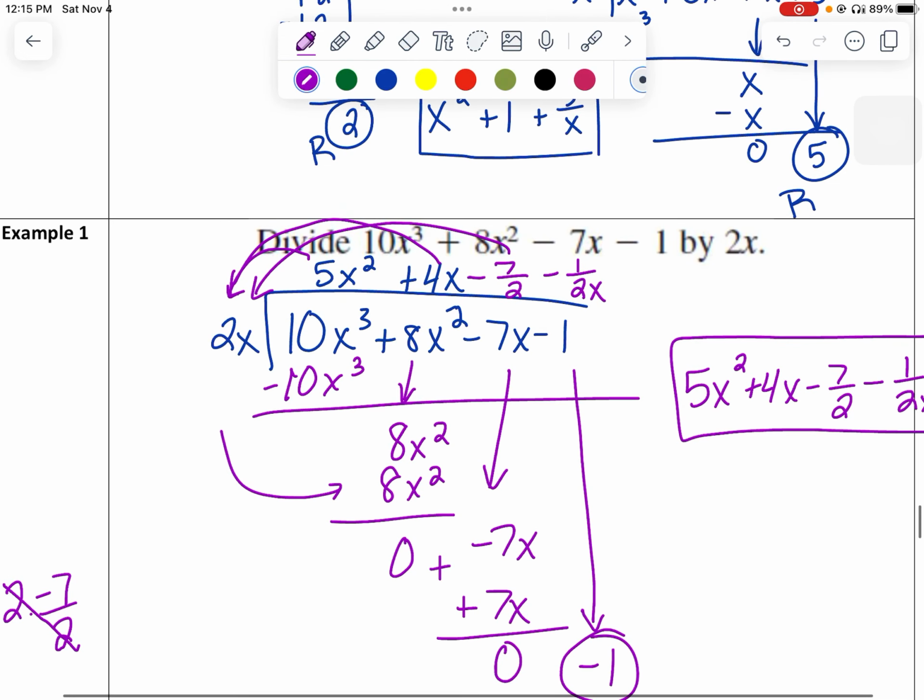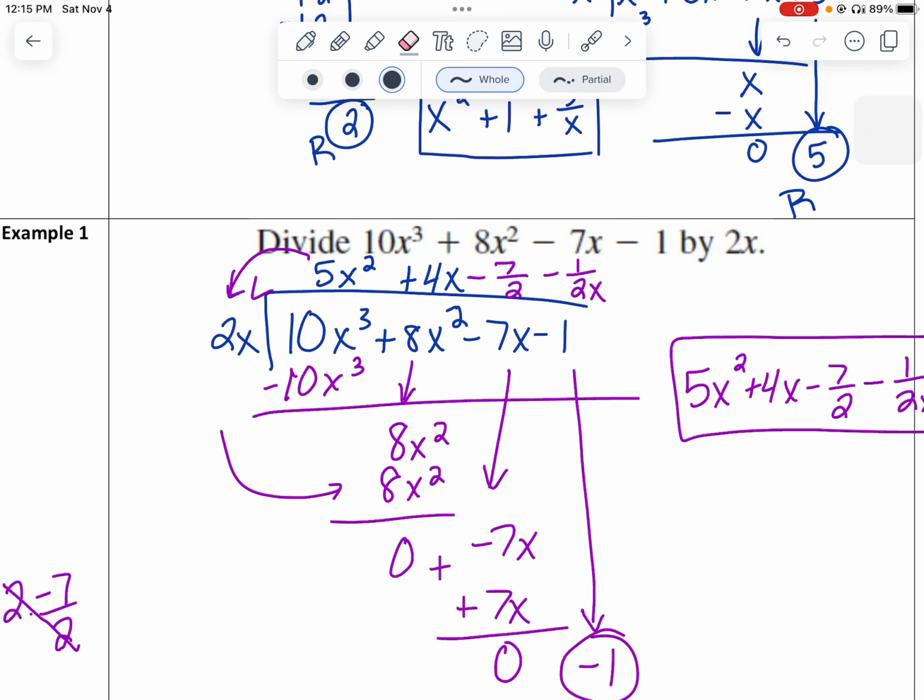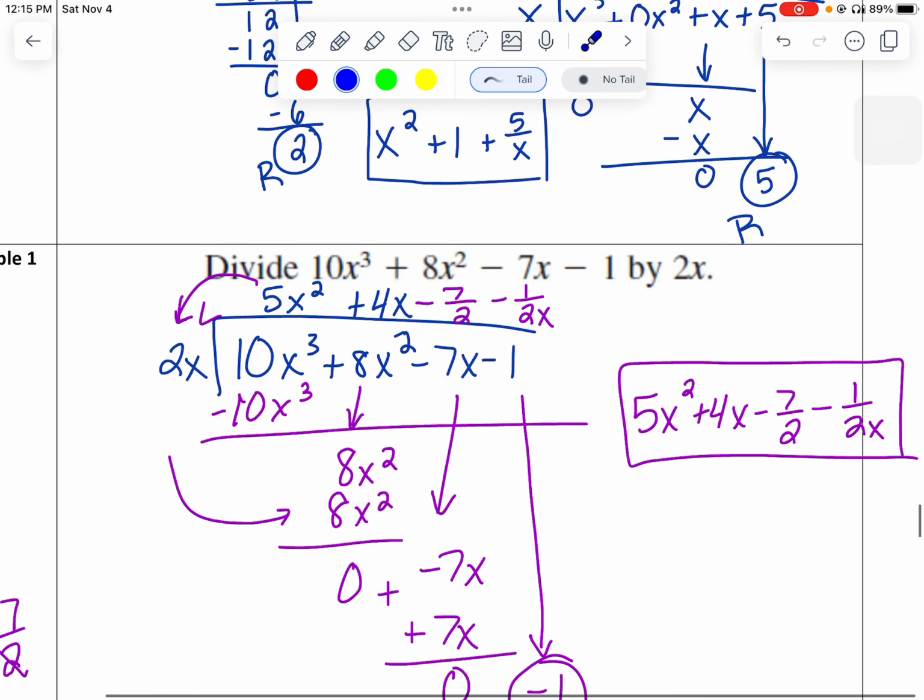So if you go back and you think about taking each of these terms that we started with and just dividing them each by 2x, you would see how it equals what we got. 10x cubed divided by 2x would be 5x squared. 8x squared divided by 2x would be 4x. Negative 7x divided by 2x, the x's would cancel. You'd end up with negative 7 halves. And then negative 1 divided by 2x is negative 1 over 2x.